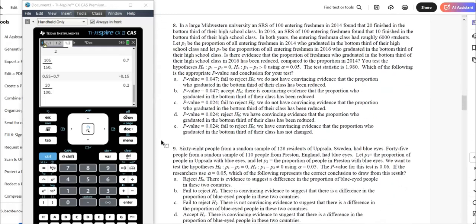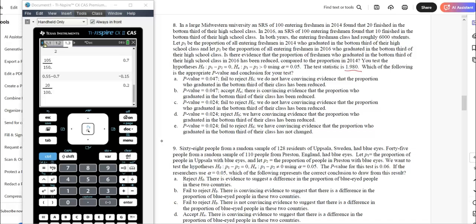At a large Midwestern university, a simple random sample of 100 entering freshmen in 2014 found that 20 finished in the bottom third. This is similar to the other problem we were talking about. Anyway, they're talking about the 2 proportions there. Which of the following is the appropriate p-value and conclusion for your test? Okay, this is what they give us, right?